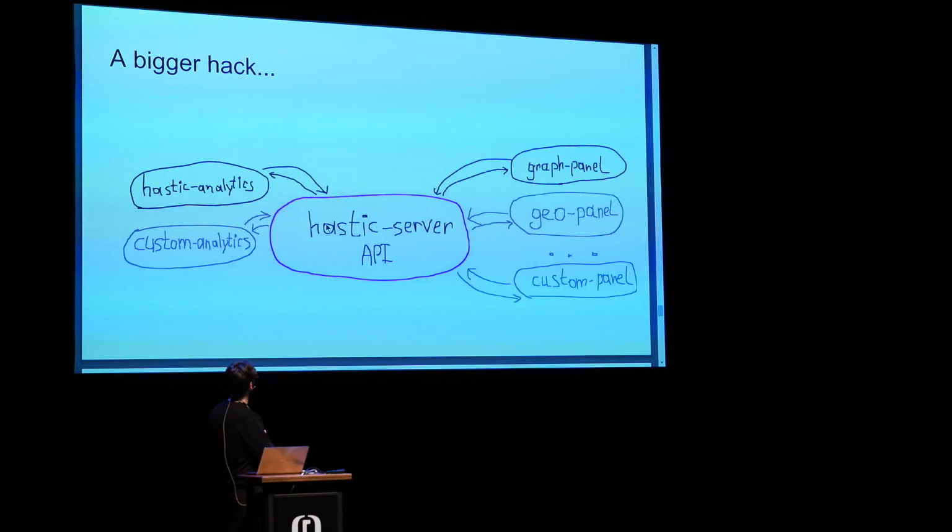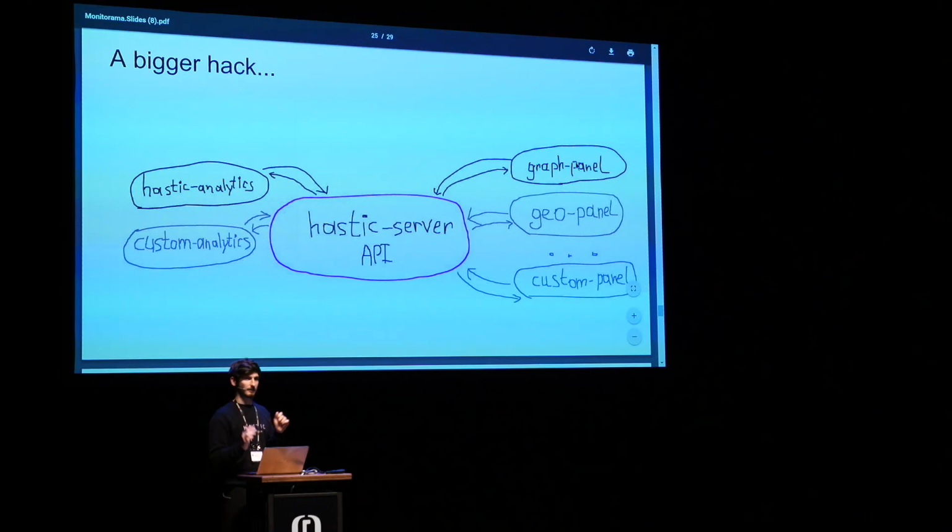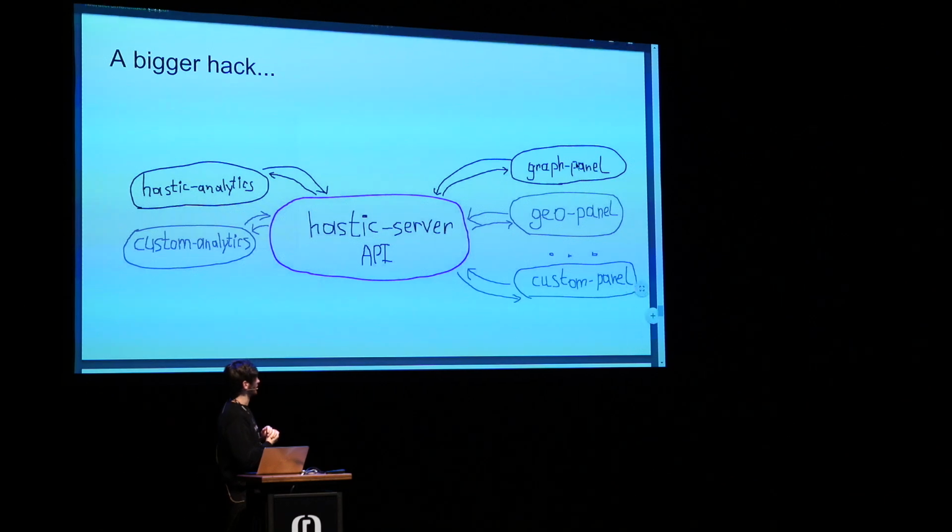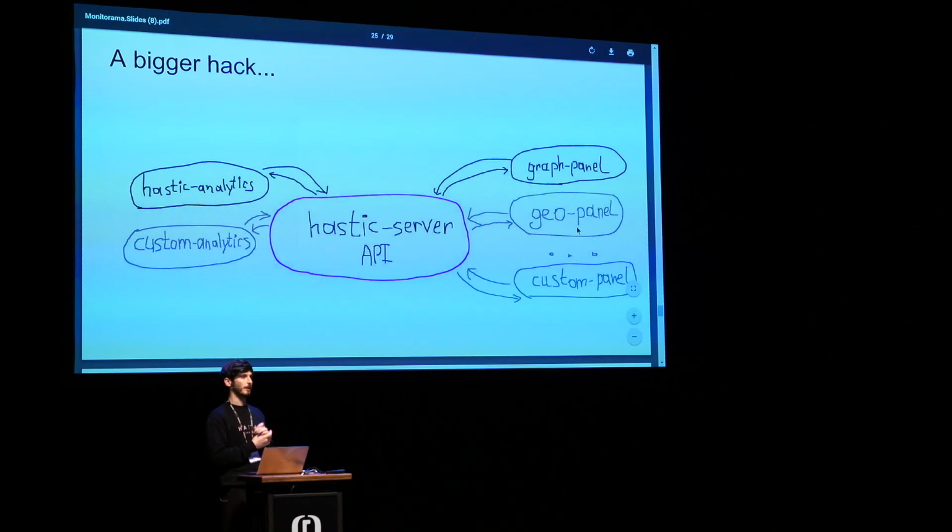What's next? This is how I see the world from a different angle. The Hastic server is an app, completely hackable. And this is the panel, which you saw minutes ago. You can make your own.